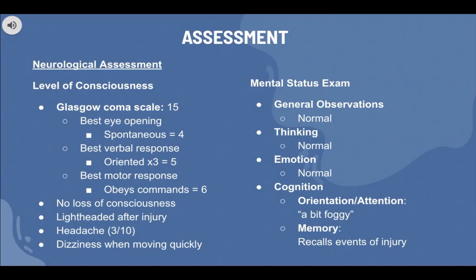On assessment of neurological status, John has a Glasgow Coma scale of 15. He experienced no loss of consciousness on injury, but did experience some lightheadedness. He has a headache rated 3 out of 10 on a numeric pain scale and experiences dizziness with fast movement. On examination of his mental status, John reported being a bit foggy, indicating a potential change in cognition for orientation and attention. John recalls the events of his injury and has no memory impairment.